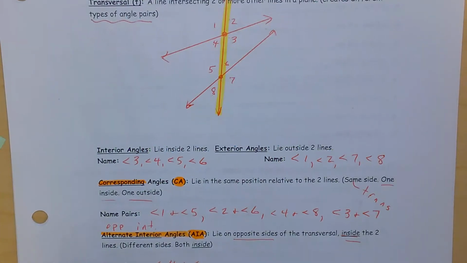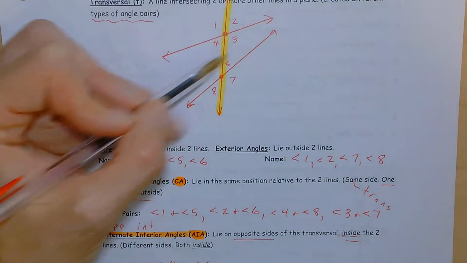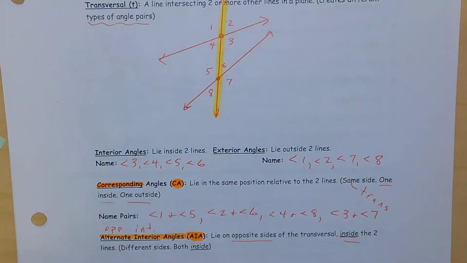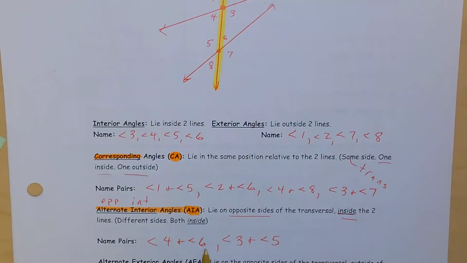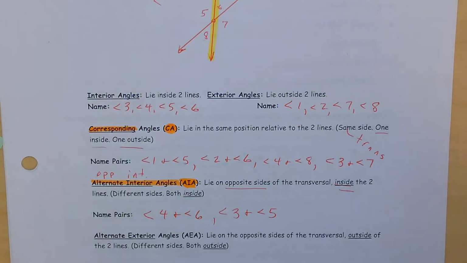So angle 4 and angle 6 are on opposite sides of the transversal, both in. And the other pair would be angle 3 and angle 5. Those are called alternate interior angles. So angle 4 and angle 6 and angle 3 and angle 5. So the third type of angle pair we're going to look at is alternate exterior angles.